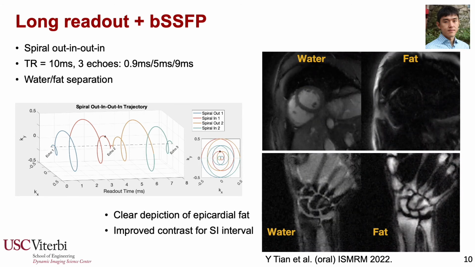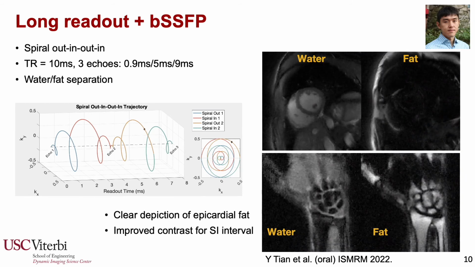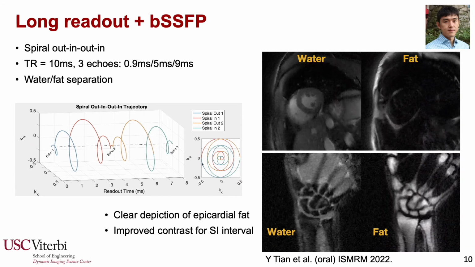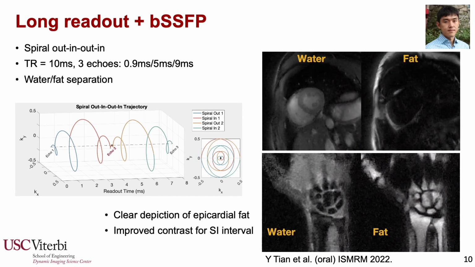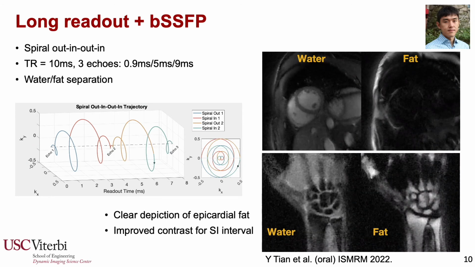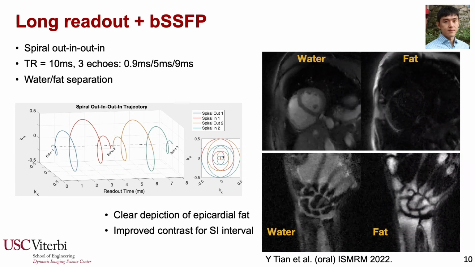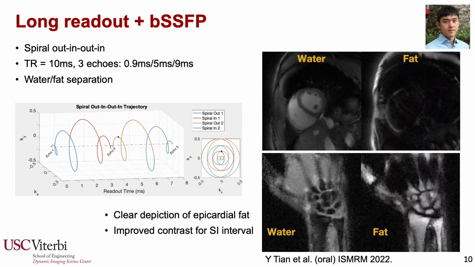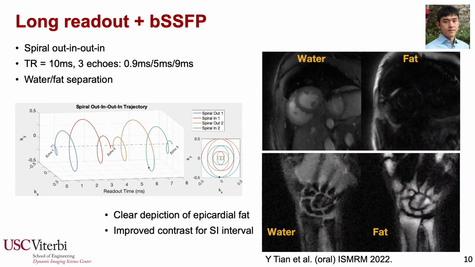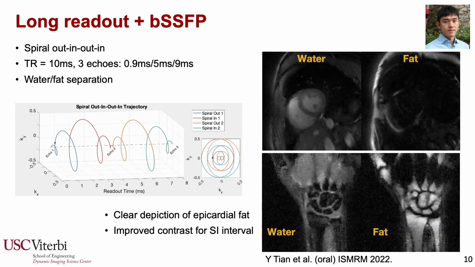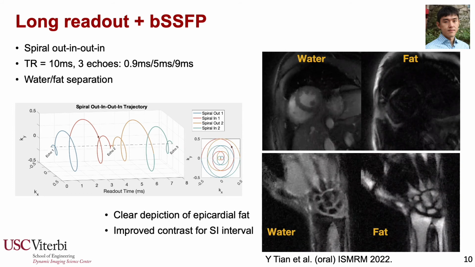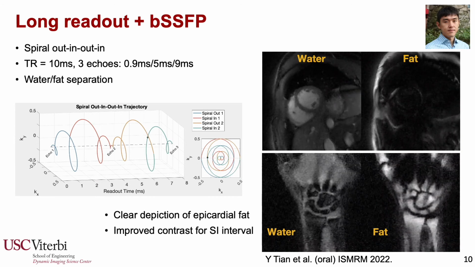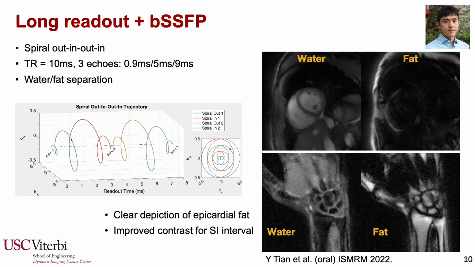On the fat-only image, you can clearly see the epicardial fat. And even though there is a banding artifact moving up and down with the real-time breathing, it is totally out of the area of interest and does not affect visualization of the myocardium. And on the wrist image, the improved contrast in the fat-only image really provides a clear depiction of the SI interval.